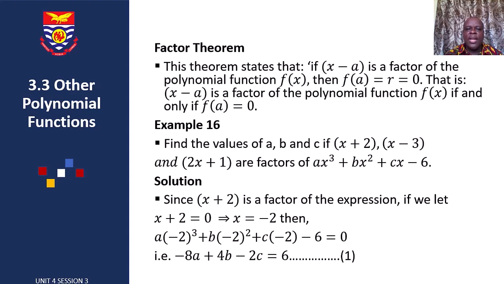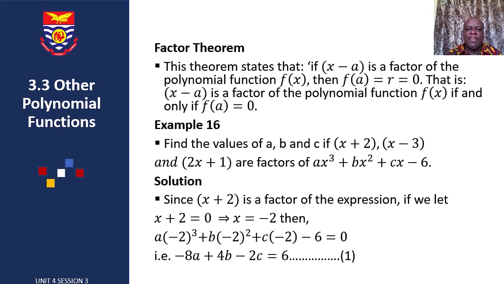function. And so the theorem states that if x minus a is a factor of the polynomial function f of x, then f of a is equal to r, which is equal to 0. That means x minus a is a factor of the polynomial f of x if and only if f of a is equal to 0. Let's look at some examples.